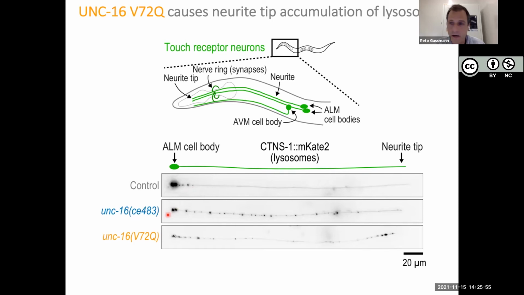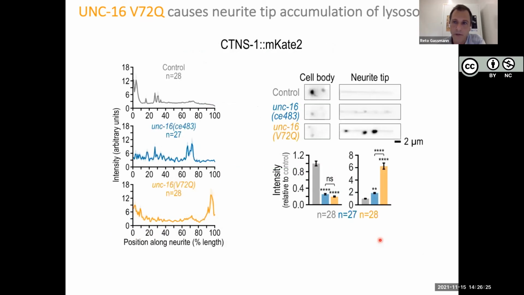If we look at the knockout of UNC-16, lysosomes are now distributed all along the axon and the neurite, which is what has been described previously and is consistent with what is observed in vertebrate neurons. The UNC-16 point mutation also has less signal in the cell body, but the distribution in the neurite is different. The signal is now primarily concentrated at the neurite tip. We can visualize this by plotting the fluorescence profile along the neurite from just after the cell body, which would be 0% here, to the neurite tip, which is 100%. In contrast to the null mutation, the point mutation is causing this accumulation of signal at the neurite tip.